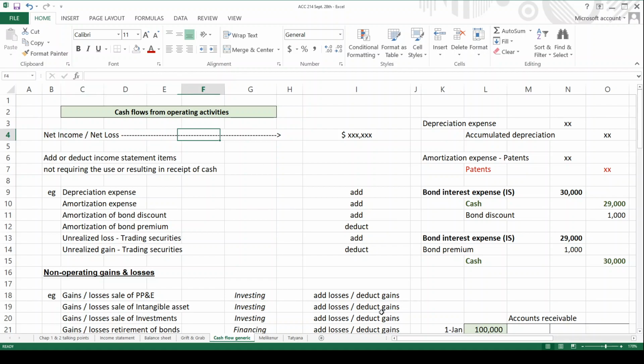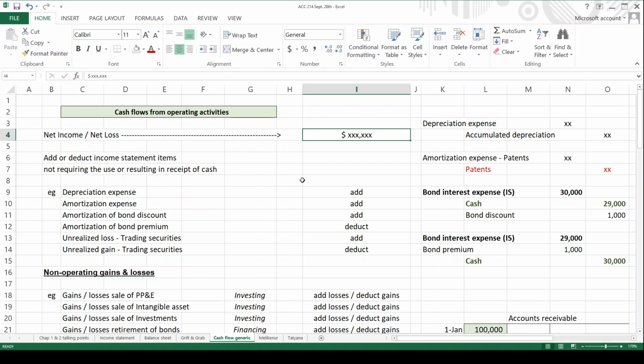So where do we start? Well, we start from net income or net loss. That's our starting point. And of course, net income or net loss is going to include revenues and expenses, which are obviously related to operating activities. Unfortunately, we can't just use that number because it requires a great deal of modification. So I have the modifications broken down into three areas.